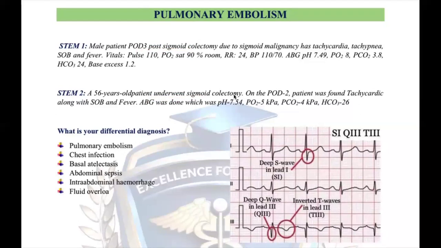So you can see there is tachycardia and tachypnea here, and the respiratory rate is 24 breaths per minute, and the patient has shortness of breath, heart rate is increased, saturation decreased, blood pressure is okay, ABG shows respiratory alkalosis. The same thing in this stem, also postoperative station, second POD, tachycardia, shortness of breath, fever, ABG respiratory alkalosis. So let's see what really happens in pulmonary embolism.